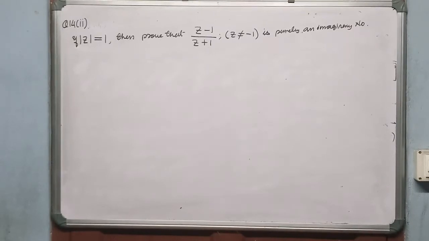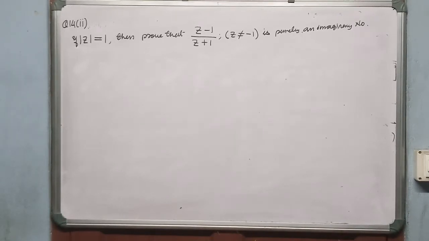Now dear student, another very important question. If mod of z equals 1, then prove that (z minus 1) over (z plus 1), z not equal to minus 1, is a purely imaginary number. This question is also related to the previous one, that you have to prove (z minus 1) over (z plus 1) is a purely imaginary number. Means after the simplification, this value must contain i. Then only we can say it is a purely imaginary number.